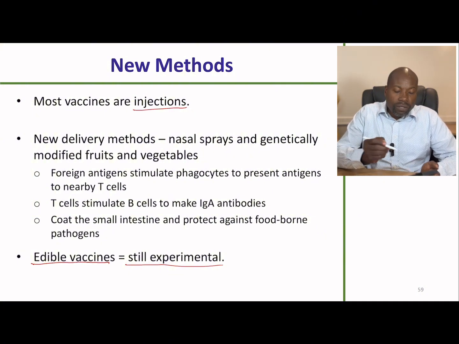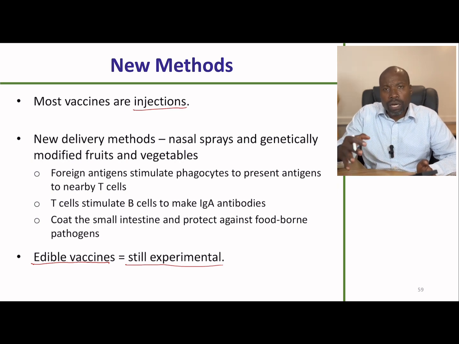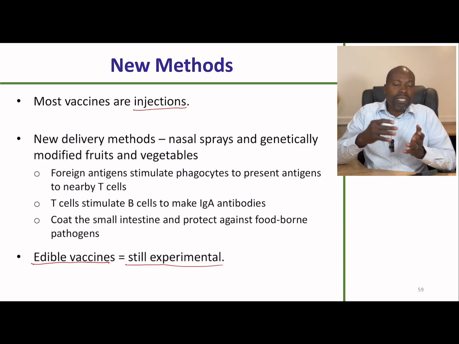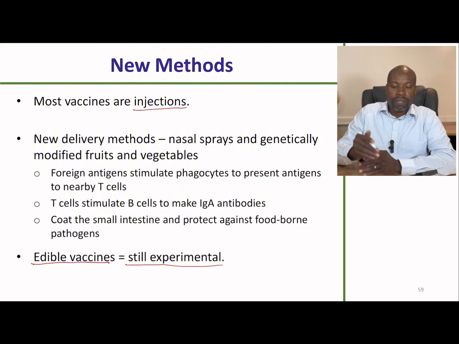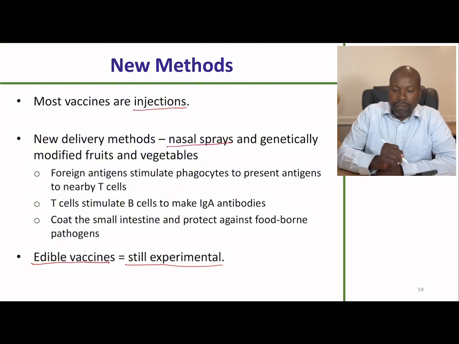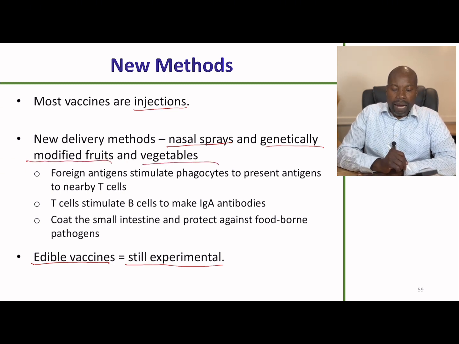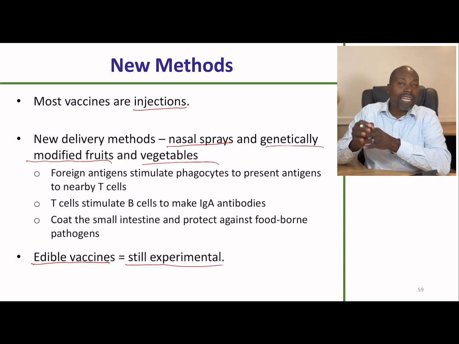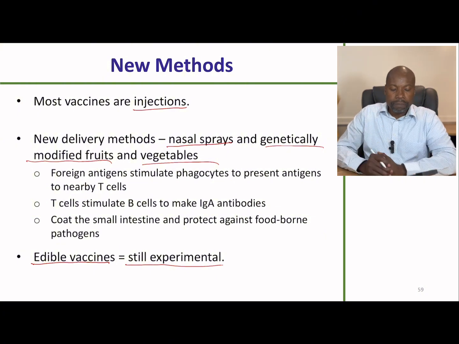So the most common, besides injection, obviously that is a traditional way, which is actually still the most common way of administering vaccines, we have nasal sprays. We have genetically modified fruits and vegetables, right? So these are ways of immunization that are new but not very common, all right?